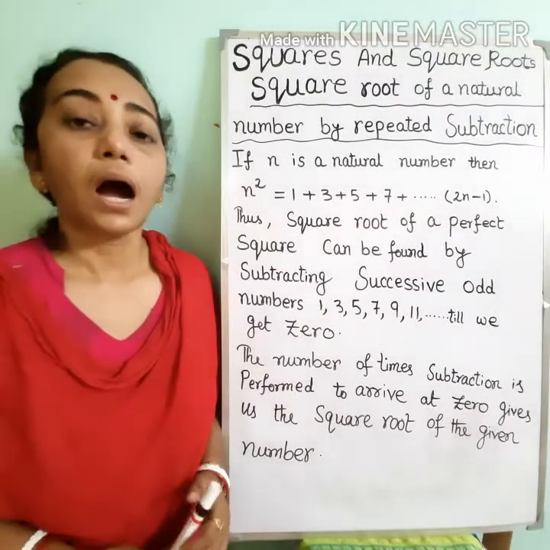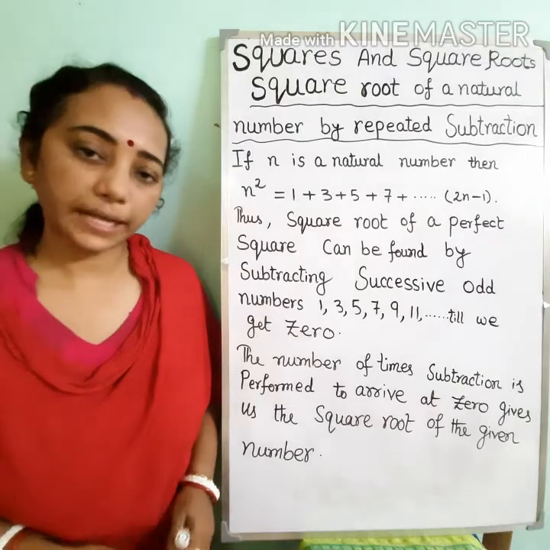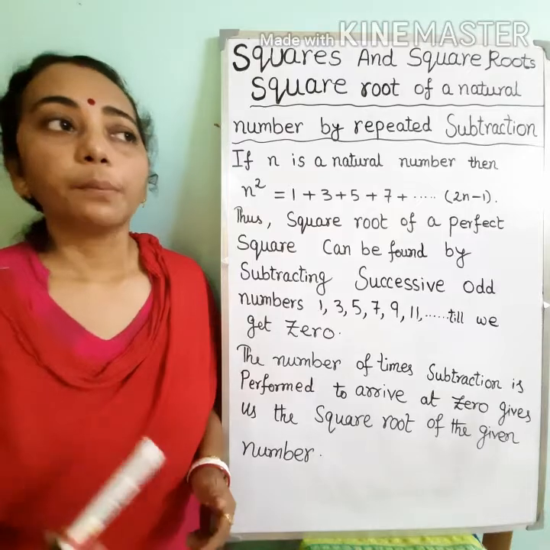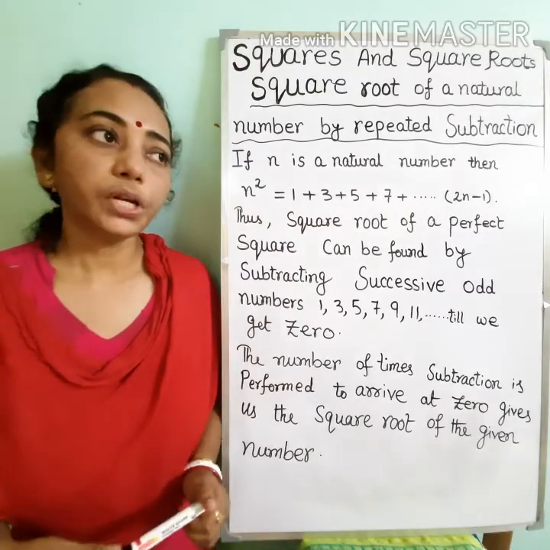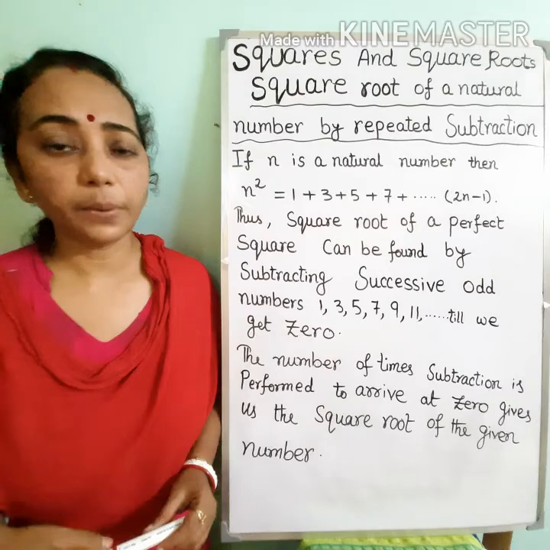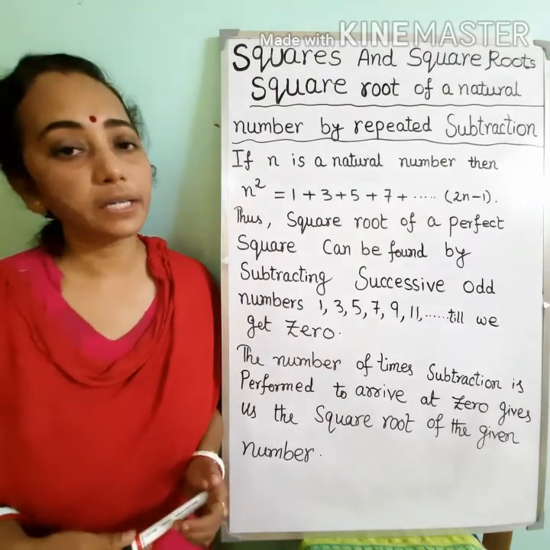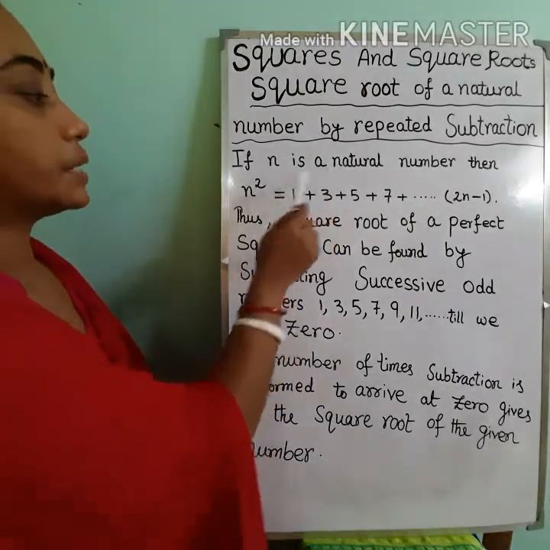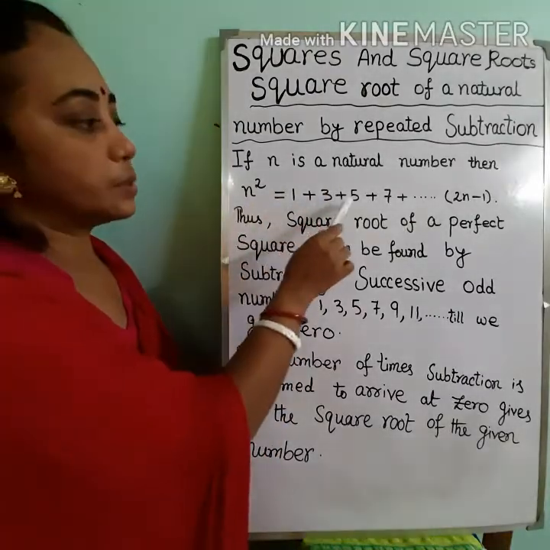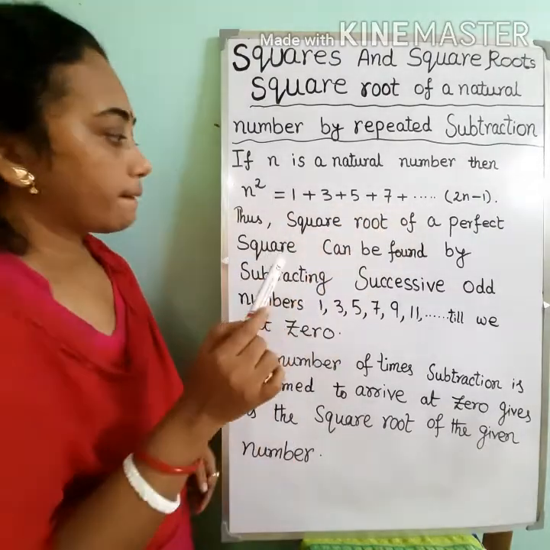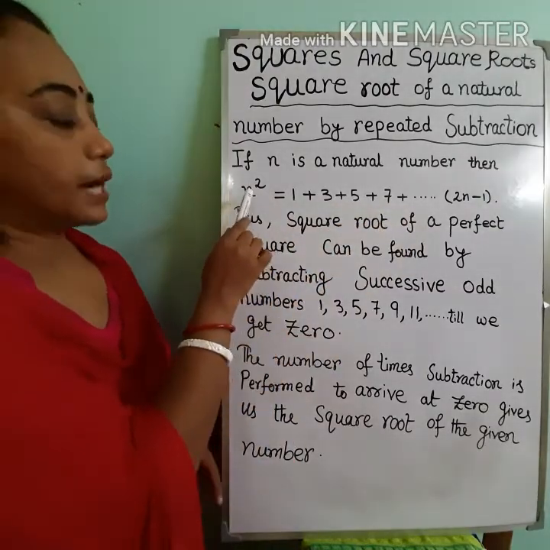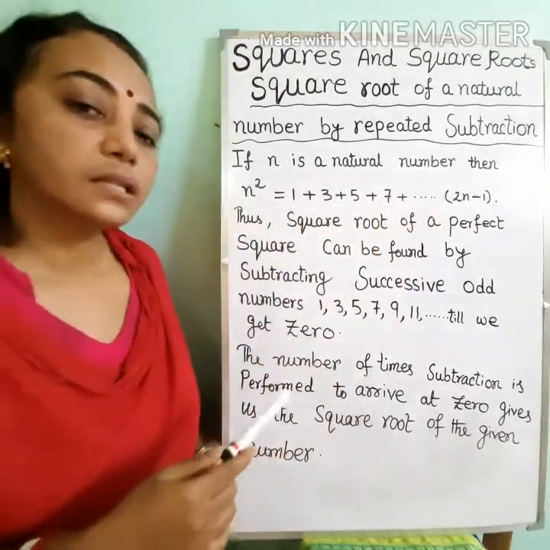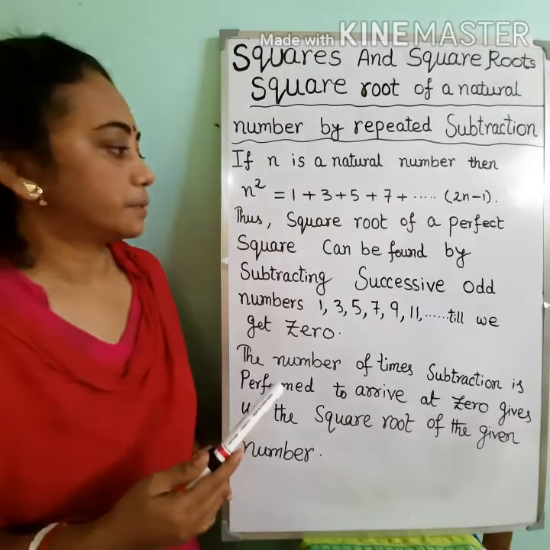Let us discuss how to find the square root of a natural number by the repeated subtraction method. By the properties of square numbers, we know that the square of a natural number is equal to the sum of the first n odd natural numbers. So, if n is a natural number, then n square is equal to 1 plus 3 plus 5 plus 7 and so on. That means the square of a natural number n is equal to the sum of the first n odd natural numbers. This is by the properties of square numbers.